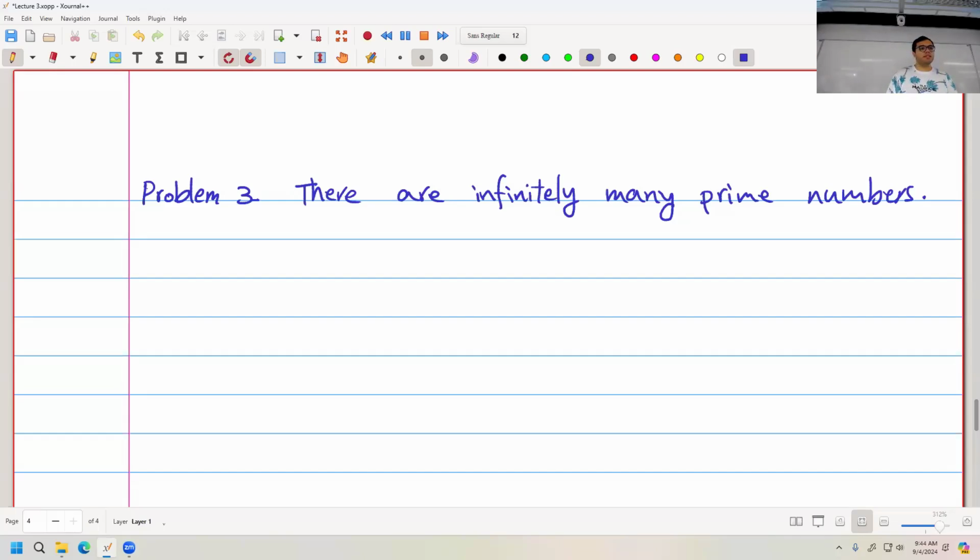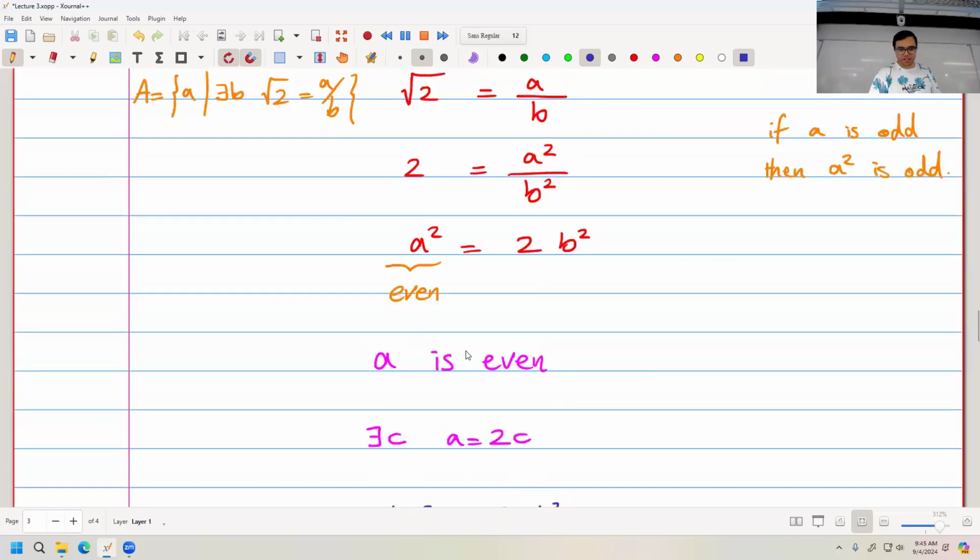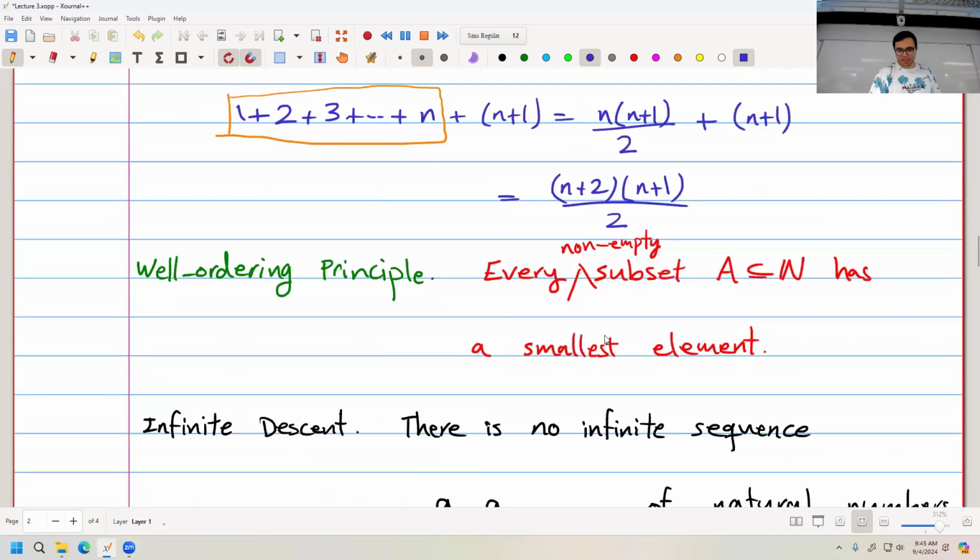Usually the largest line. Okay. But we have a problem with that. I cannot talk about the largest prime number, right? Because what I have here so far is that if I have a non-empty subset, I can talk about its smallest element.